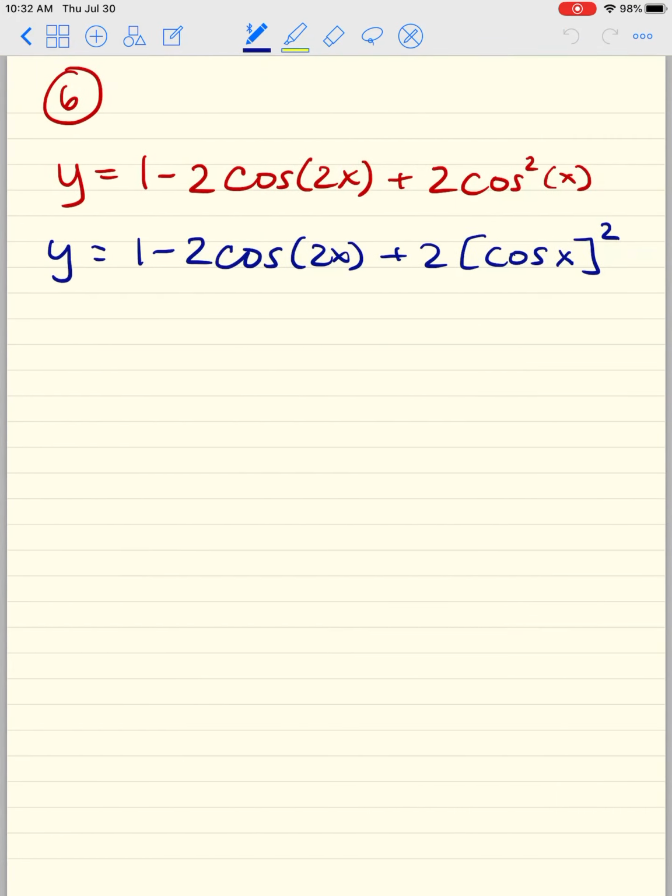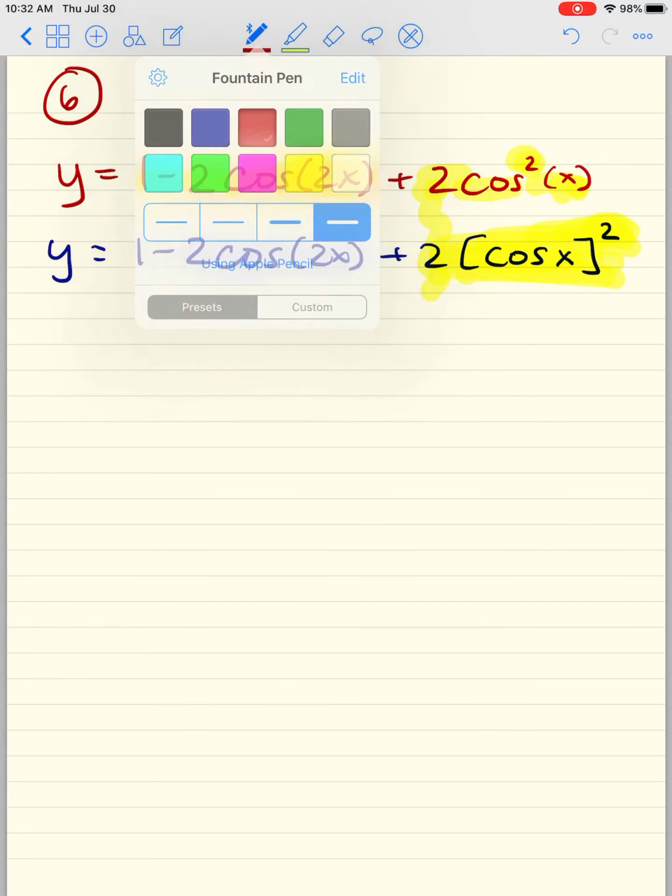So, next one. Our question is 1 minus 2 cosine angle plus 2 cosine squared angle. So anytime you have any trig function that is to a power other than 1, I advise you to write it just like this. Okay, so this is my 2 cosine x, and then squared goes on the outside, because you're going to have to use a chain rule there.